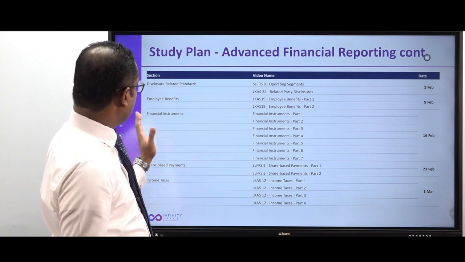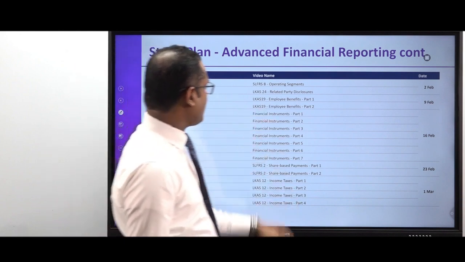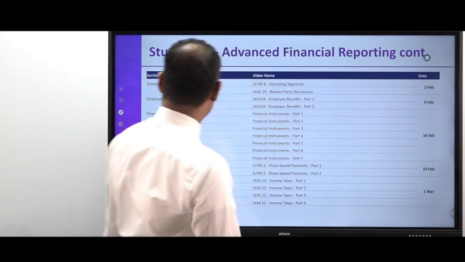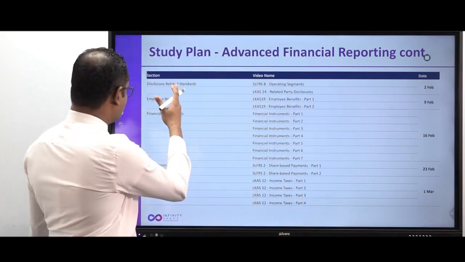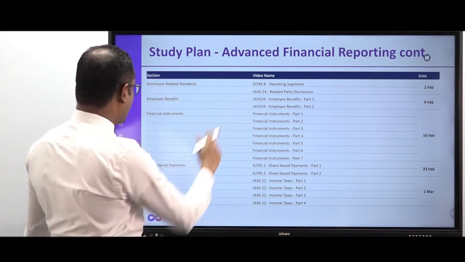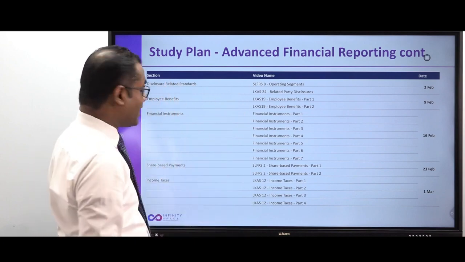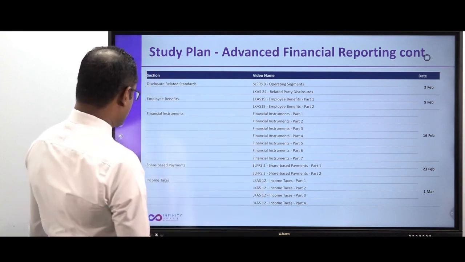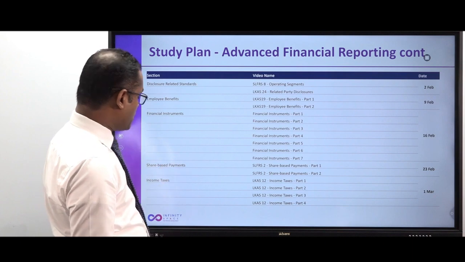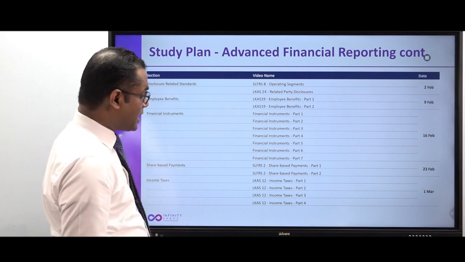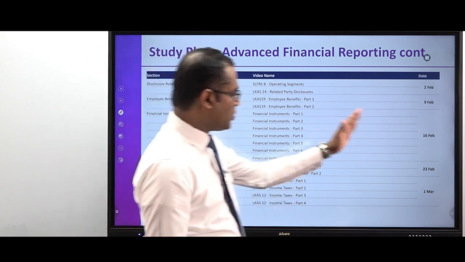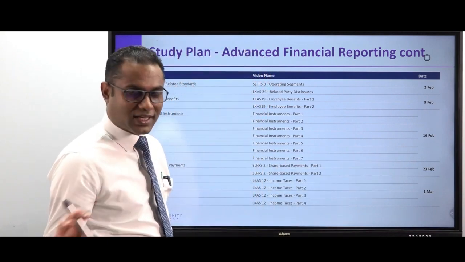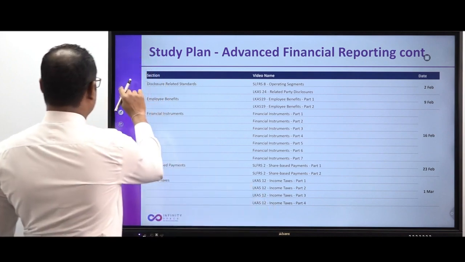Moving on, the disclosure related standards, that is SLFRS 8 and LKS 24, would be uploaded by 2nd of February. Likewise, the areas: employee benefits, LKS 19; financial instruments, a very important and lengthy standard, I would say. There are a number of videos there. Then share-based payment, another important standard, and income taxes, LKS 12. All these would be uploaded by the given dates, and I'll ensure that they are uploaded on those particular dates without any delay, right?